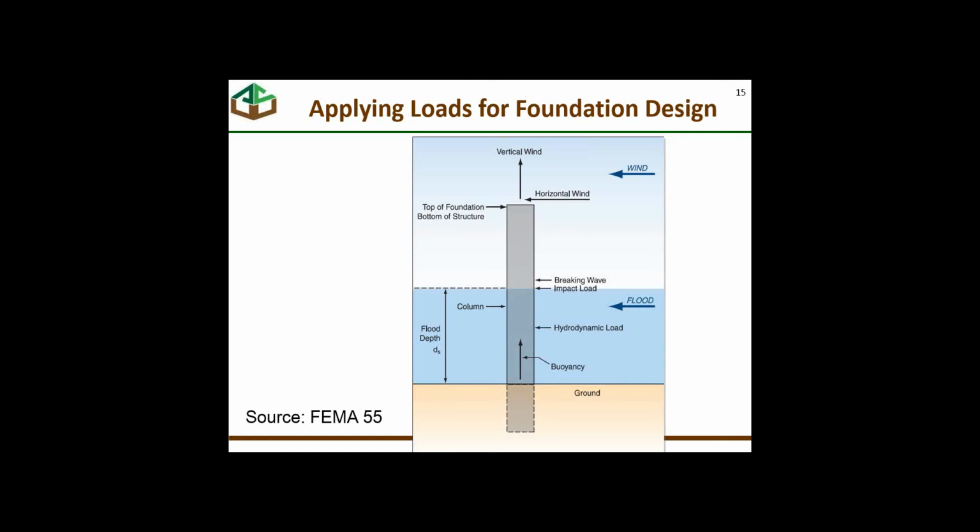The horizontal wind load is taken into the top of the pile, and it's taken in, obviously, through the floor systems and in shear walls. The water loads are taken someplace in the water column. The breaking wave loads and the debris impact loads are taken at the top of the still water elevation, and you see them shown at the top of the dark blue area designated by a flood. And then the hydrodynamic load, the moving water load, is taken halfway in the water column.